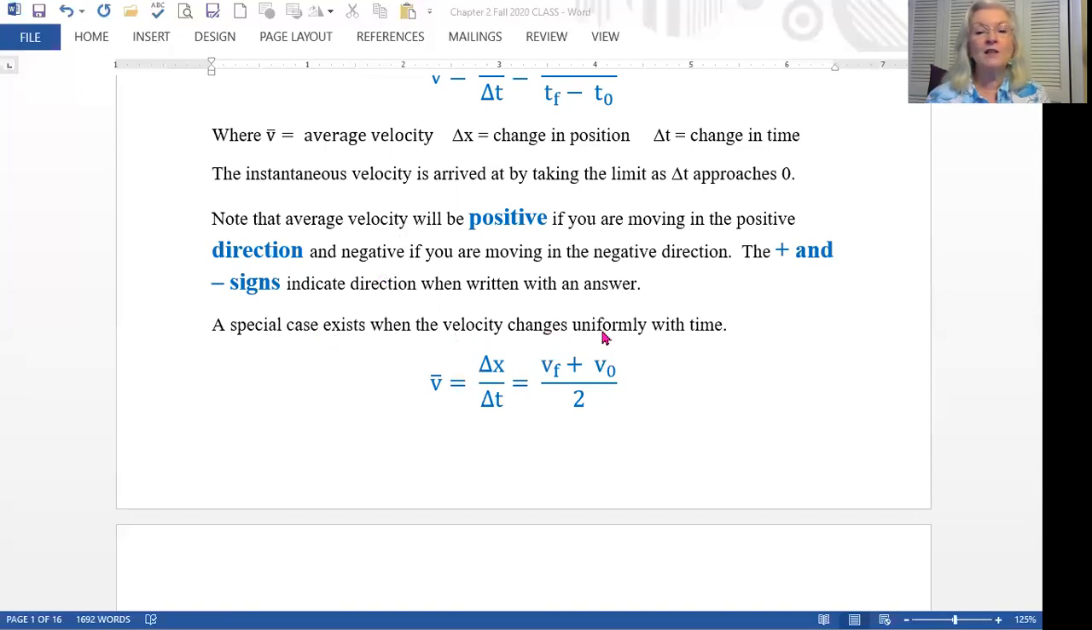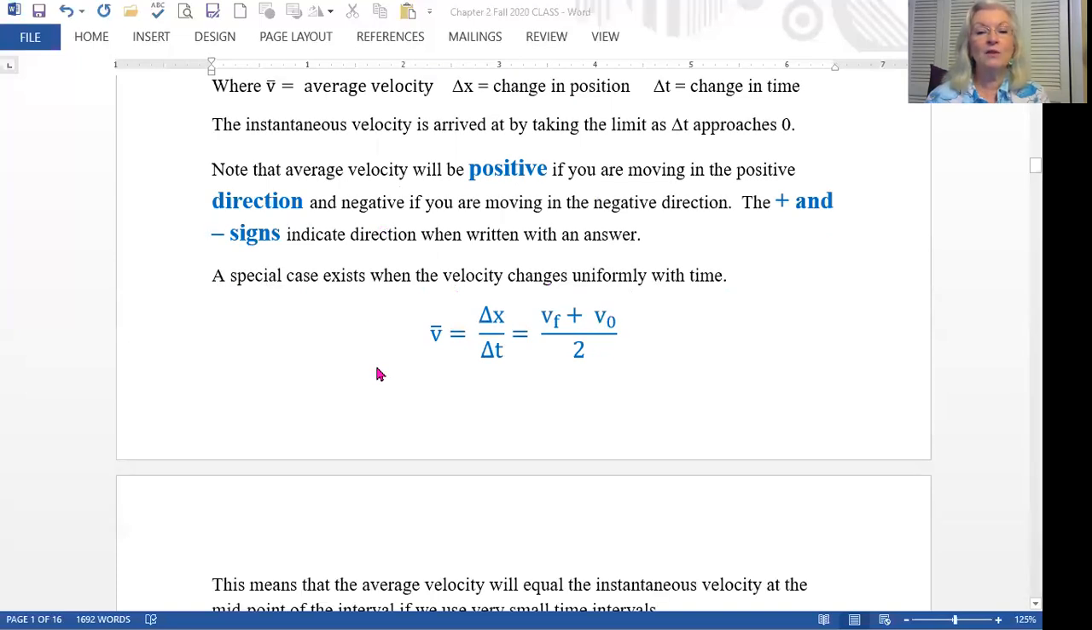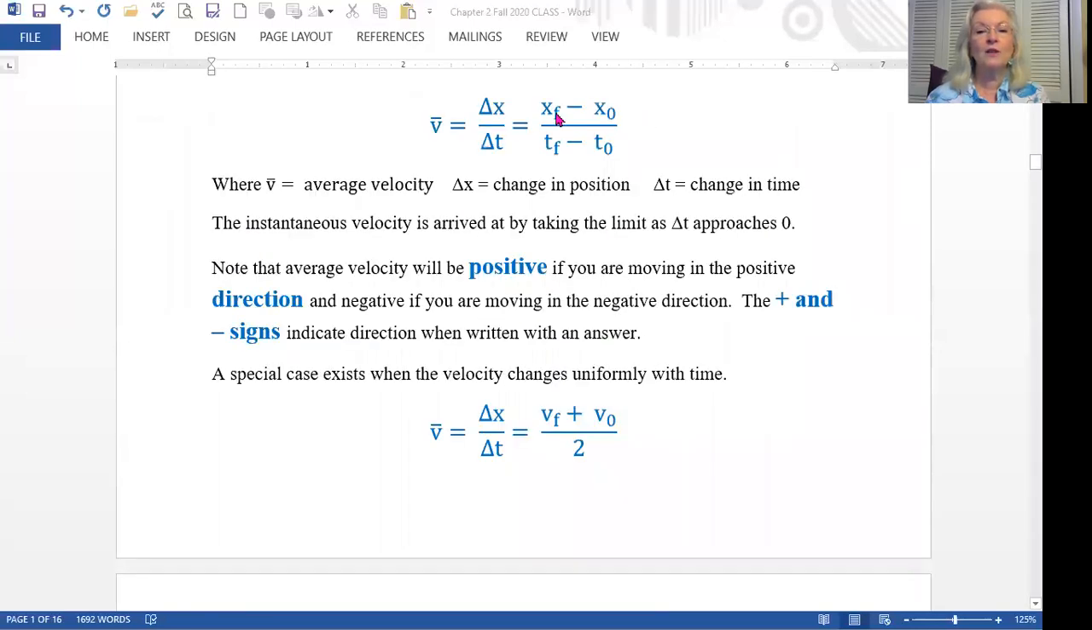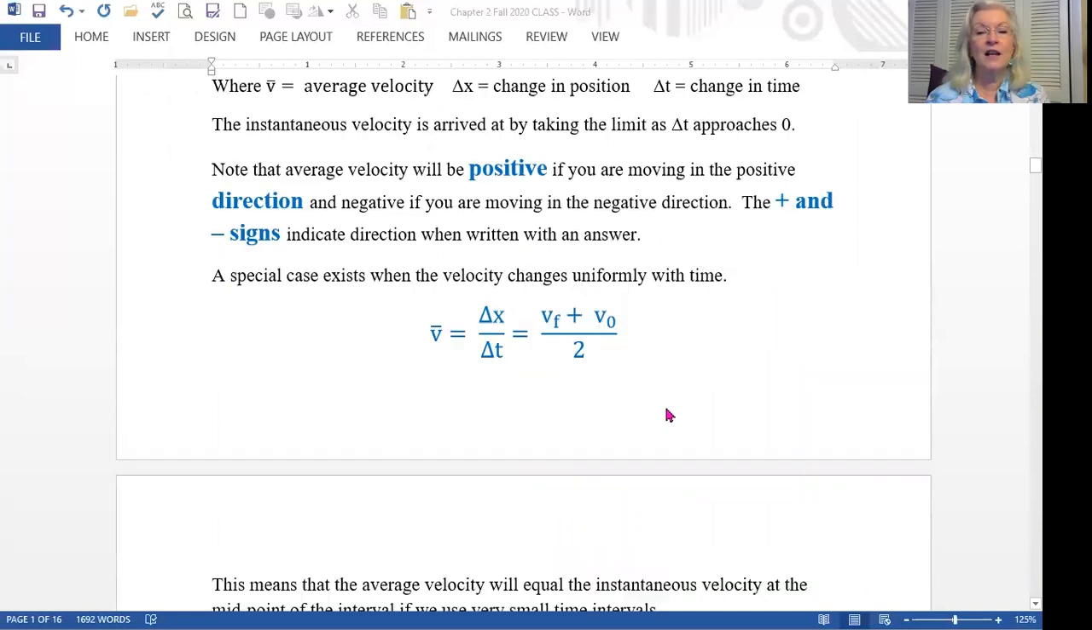Our special case is when velocity changes uniformly with time. And this is actually the form of the equation we use a lot. It's that the average velocity is change in distance over change in time, which is V final plus V zero over 2. Remember up here, these were x's over t's. Here we've got x over t, but we've also got velocities.